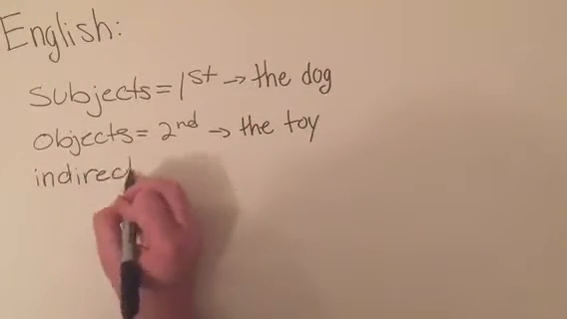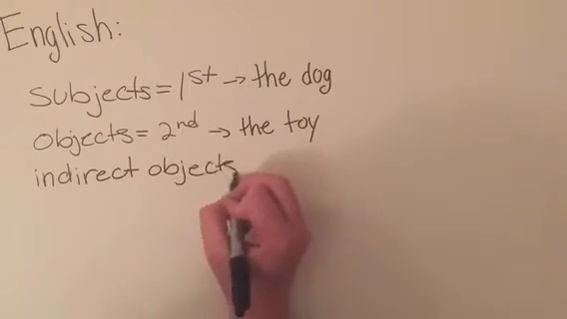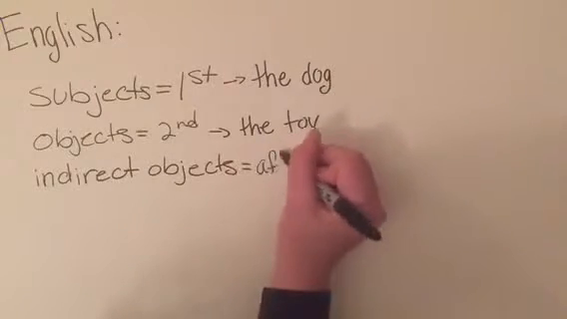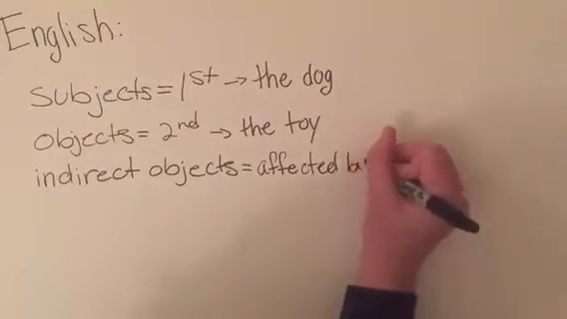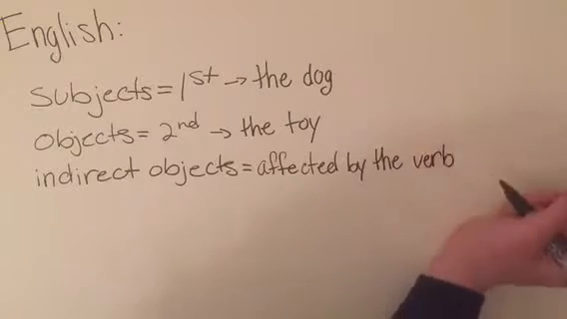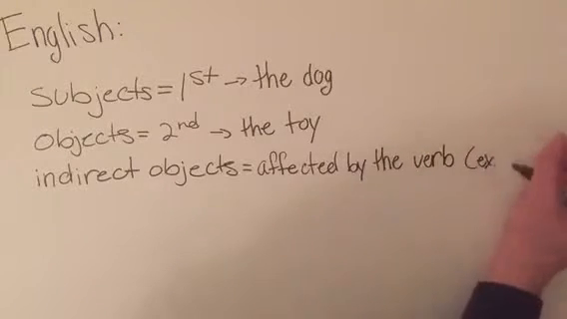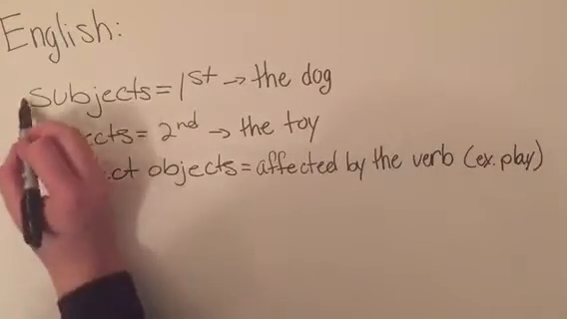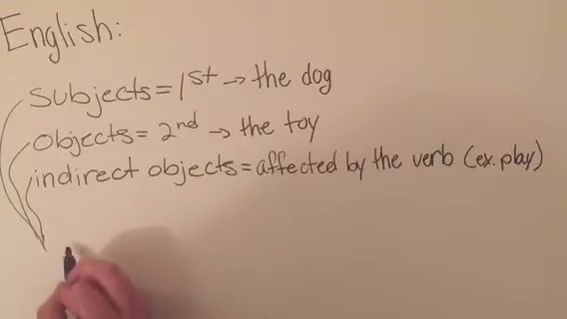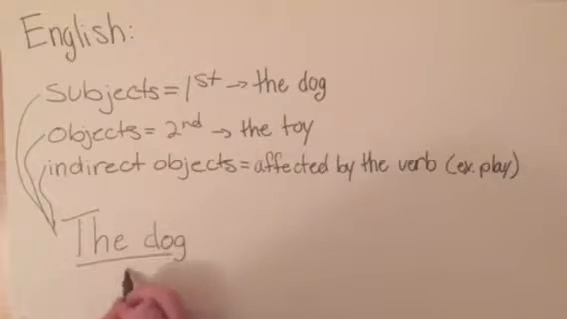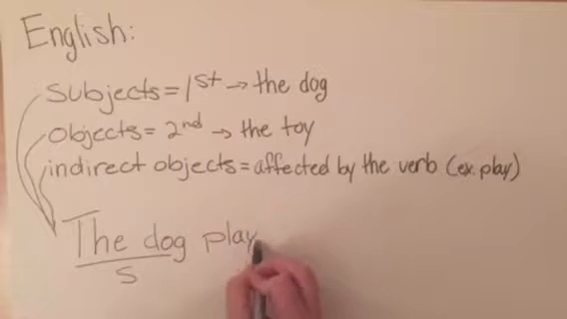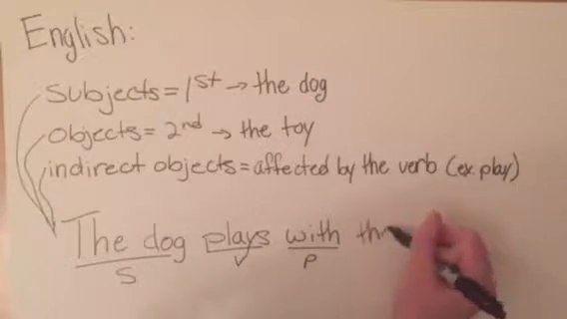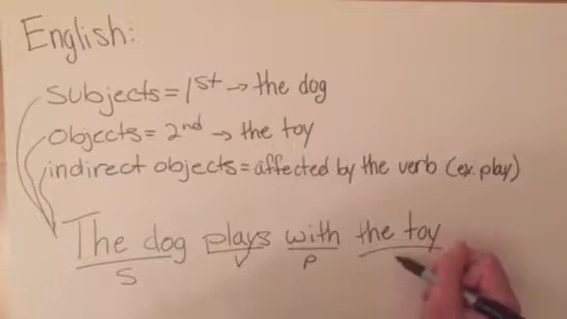So indirect objects are not the same as objects or direct objects. Indirect objects are affected indirectly by the verb. So this is something like in Latin that we would use as like a giving or telling kind of deal. But with this, we're just not going to use that. So the dog is the subject in the sentence. Plays is the verb. With is a preposition, but we're not going to deal with that right now. And the toy is the object.